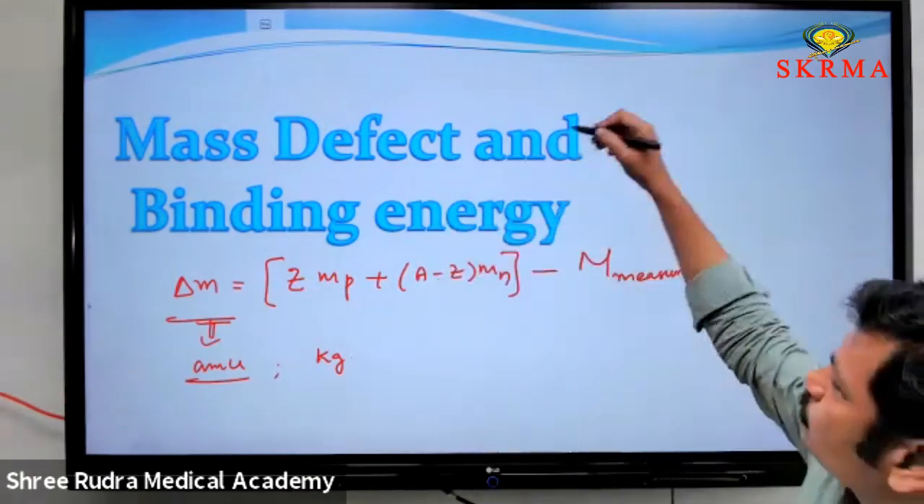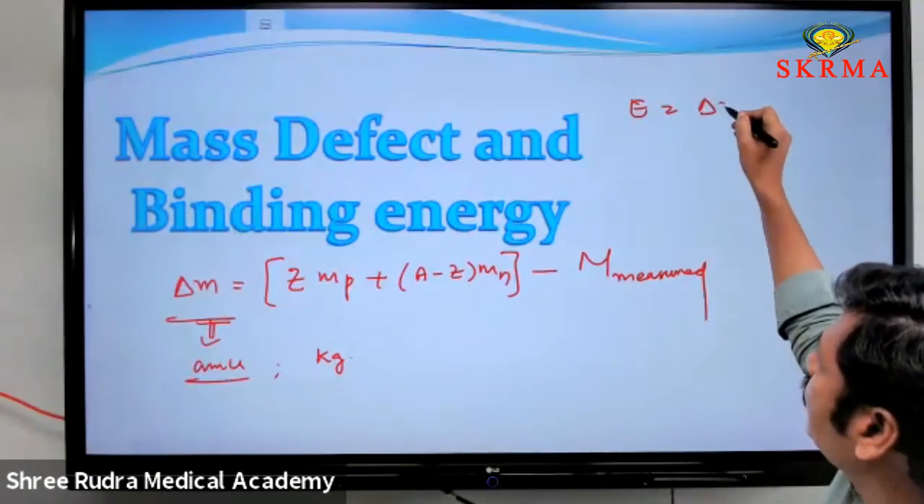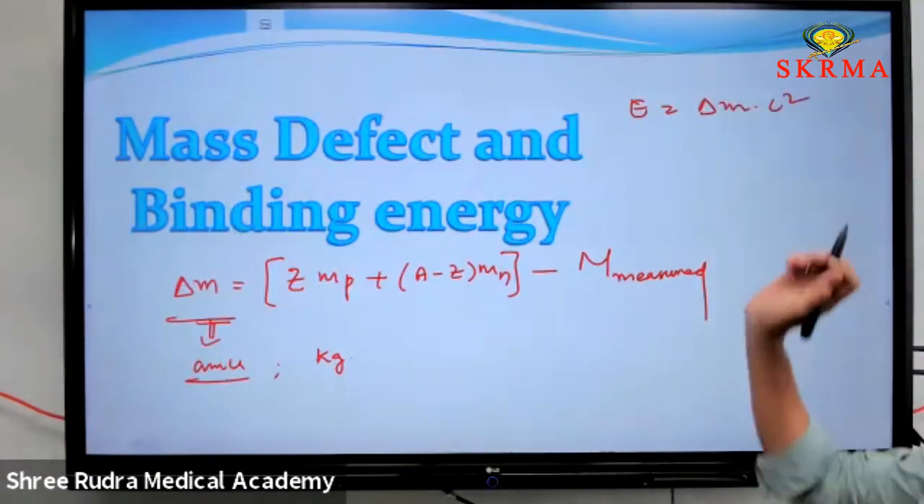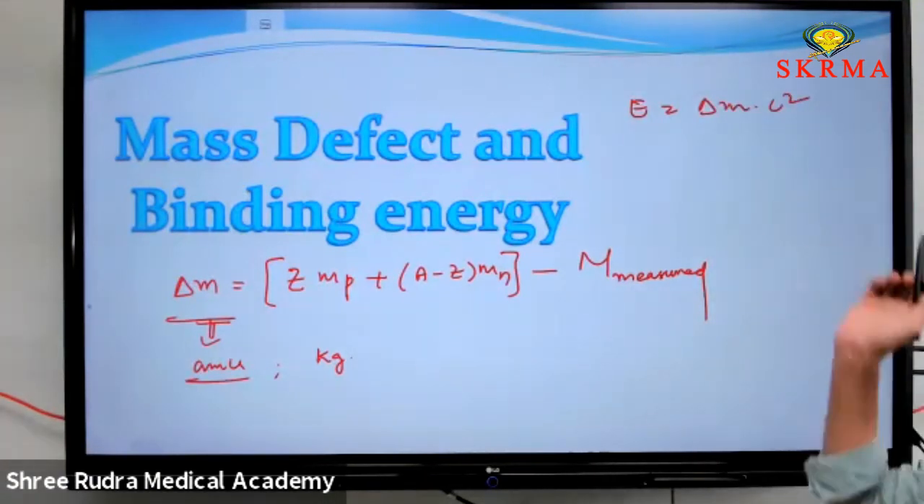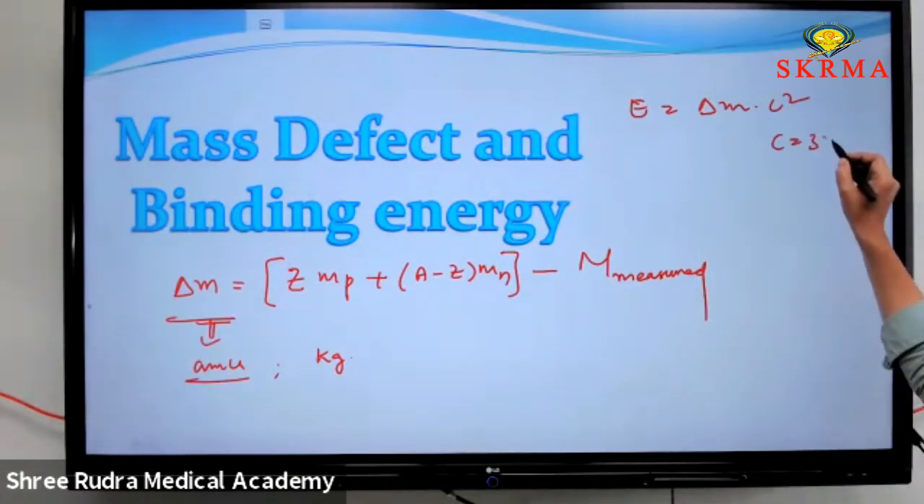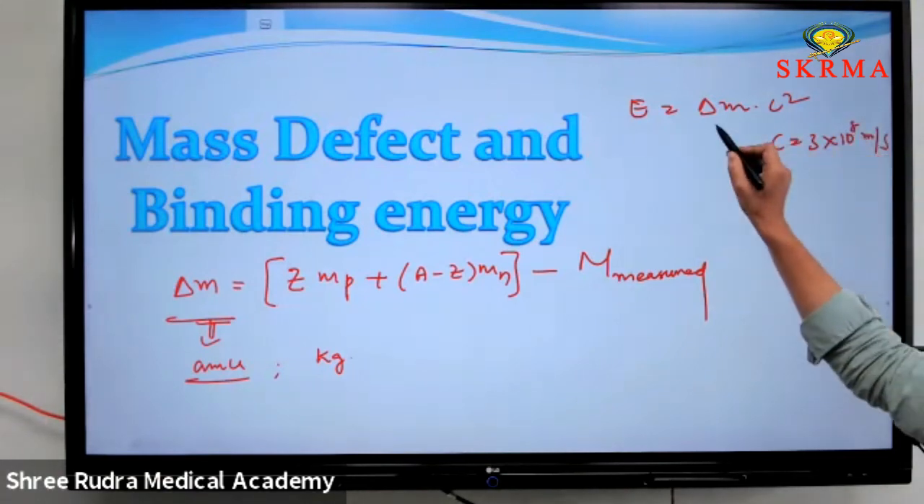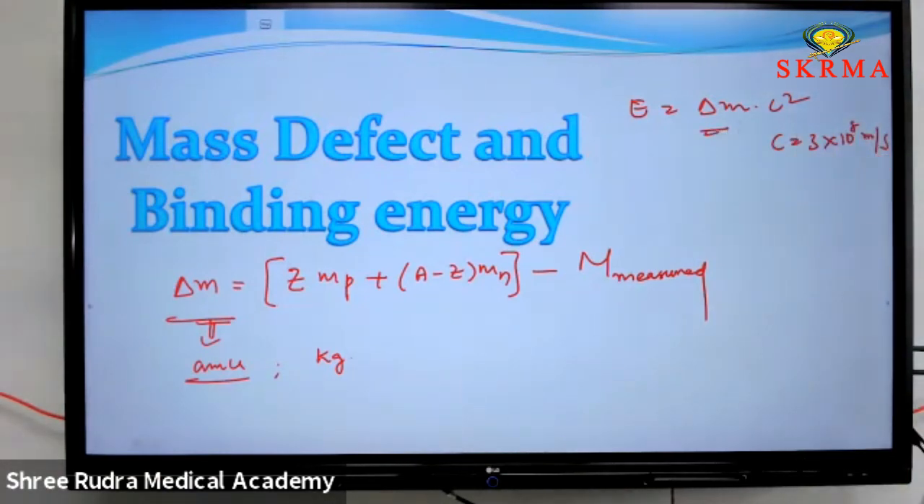What is the equation for binding energy? The energy is equal to delta M into C square. This is the binding energy, where C is the speed of light. You know the value of the speed of light: 3 into 10 power 8 meter per second. Delta M is the mass defect.